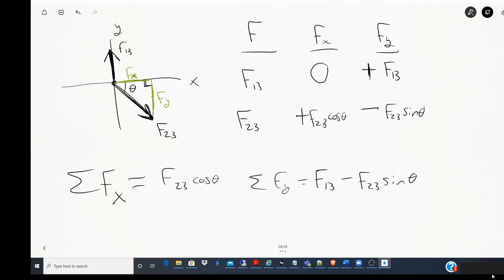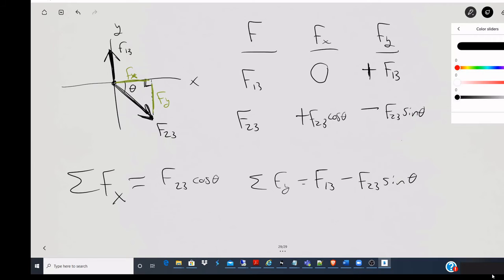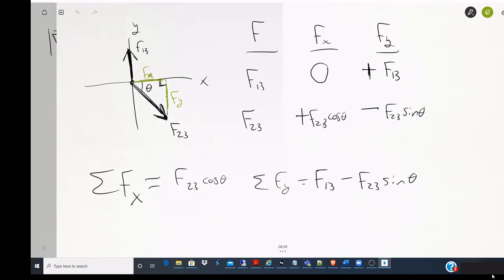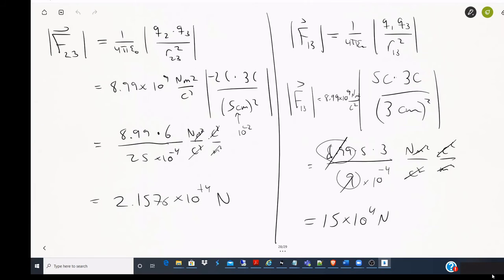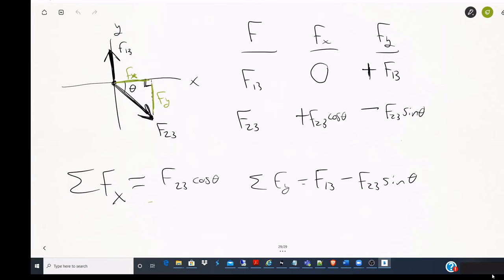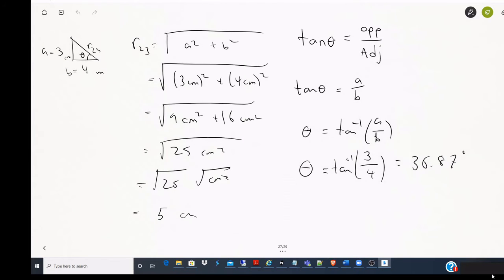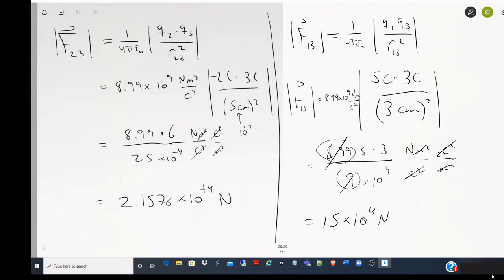Now I can plug in numbers. So if I go back, I can find out what numbers we had for these guys. So f(2,3) was 2.1576 times 10 to the 4th newtons. The angle for theta was 36.87 degrees.